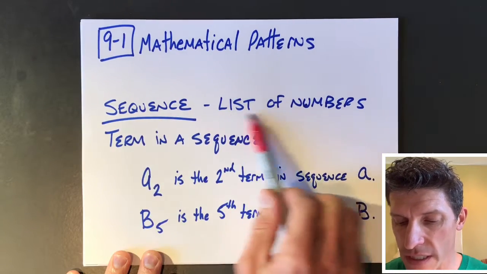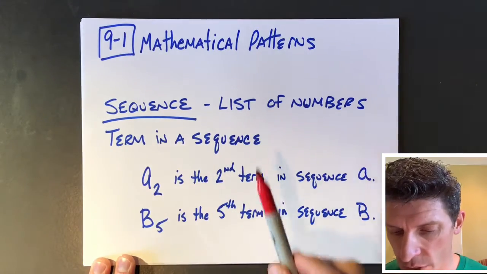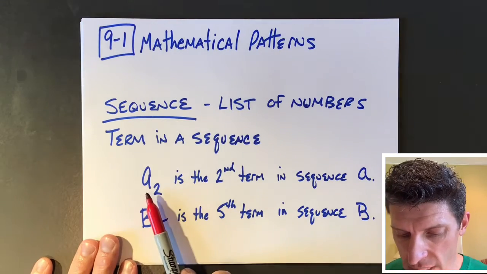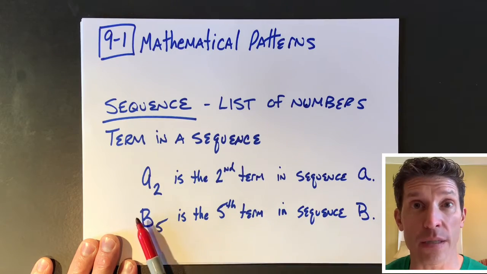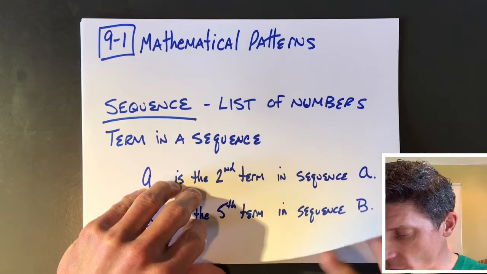A sequence is a list of numbers in some sort of pattern, and a term is one of the numbers in that sequence. We notate that a couple different ways. I might say a sub 2, and that would be the second term in sequence A, or b sub 5 is the fifth term in sequence B. That's all there is to it.